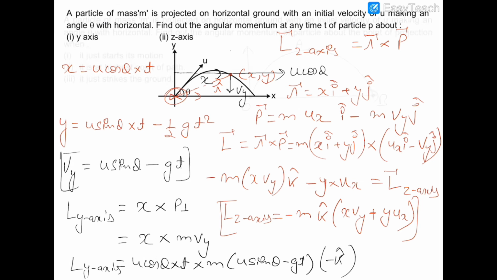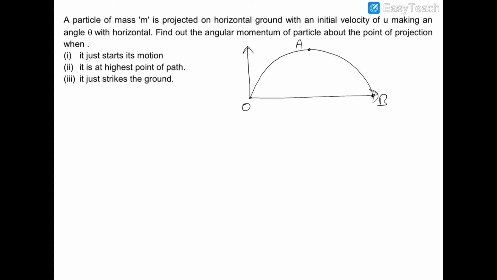Now let's move on to the next question. In this question, a particle is projected with some angle theta with the ground with some velocity u like that from point O. Now we have to find out the angular momentum of this particle about this point of projection O when it is at the starting point, when it is at the highest point, and when it just strikes the ground again.